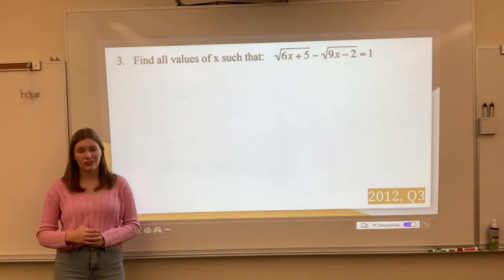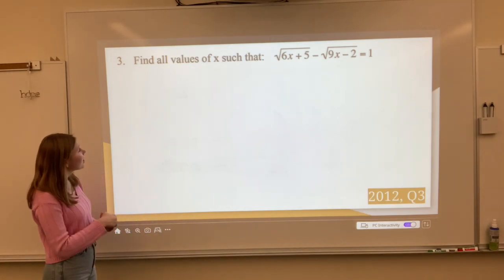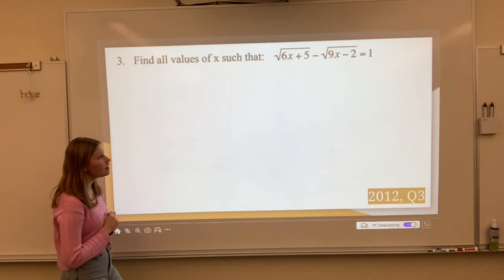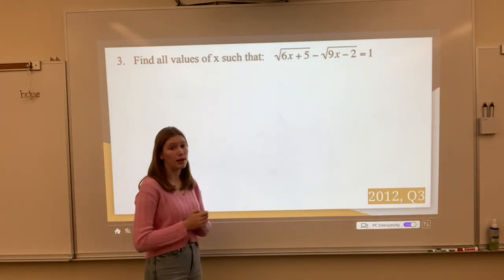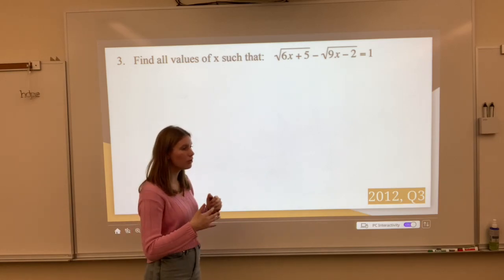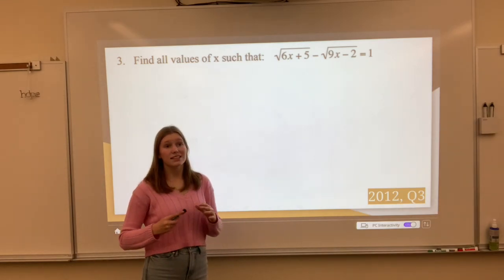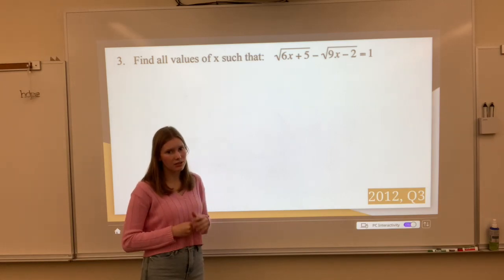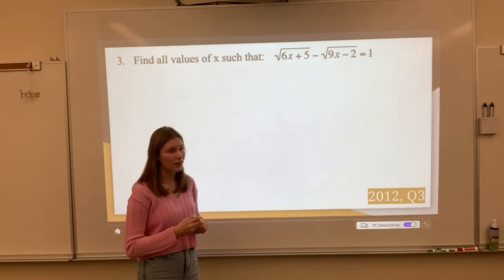Alright, here's our first 5-pointer of the video. Find all values of x such that the square root of 6x plus 5 minus the square root of 9x minus 2 is equal to 1. So this kind of problem is designed to trip people up, especially right at the end, and I'll show you what I mean when we get there.